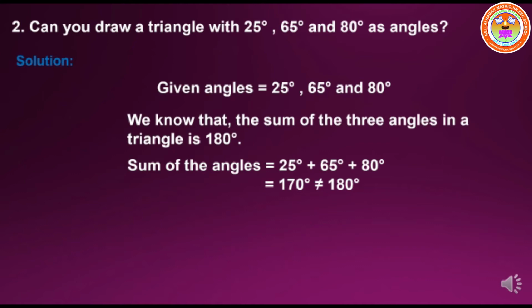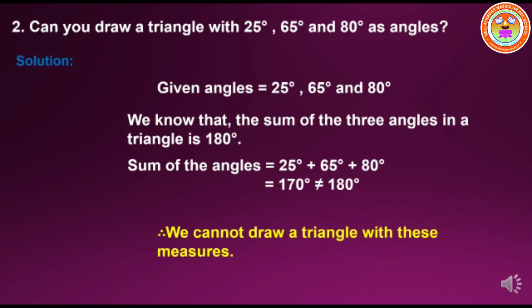But according to the sum of the three angles in a triangle property, it should be equal to 180 degrees. But here it is not equal to 180 degrees. So we conclude that we cannot draw a triangle with these measures.